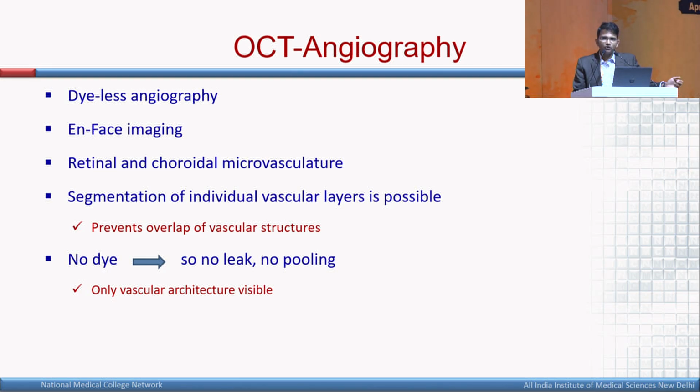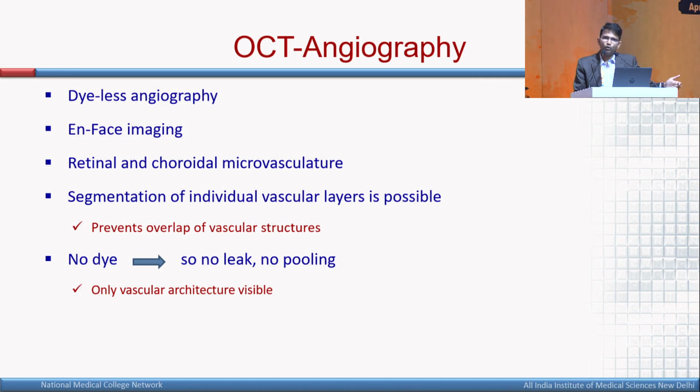So OCT angiography, as you all know, is a dyeless angiography in which we acquire and analyze the en-face images of the retinal as well as the choroidal microvasculature in a depth-resolved fashion. That is, you are able to segment the individual vascular layers: the superficial plexus, intermediate, deep plexus, choriocapillaris, and the choroidal stroma. That prevents the overlap of the vascular structures, unlike in fluorescein angiography, where you are mostly able to analyze only the superficial vascular plexus in the retina. Here you can analyze all the layers of the vascular plexus.